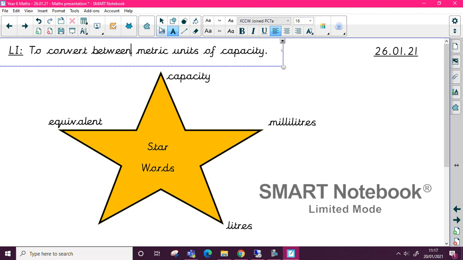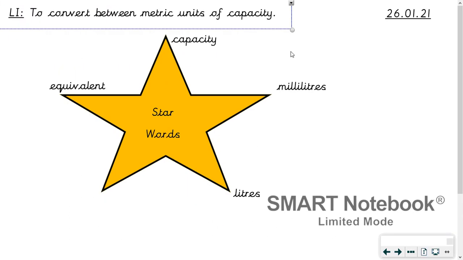So we're looking to convert between metric units of capacity. So we've looked at length, we've looked at mass yesterday, and we're looking at capacity today. Now the star words, capacity and equivalent, and then milliliters and liters. So hopefully milliliters and liters are ringing a bell. We're going to be looking at them today.